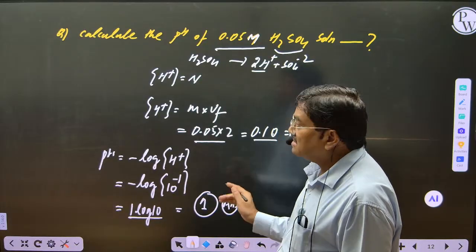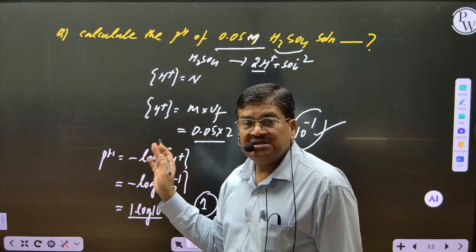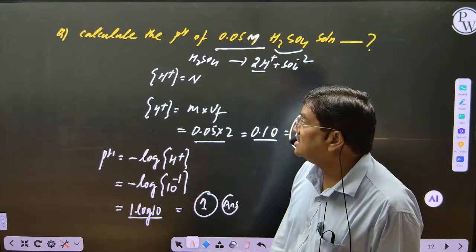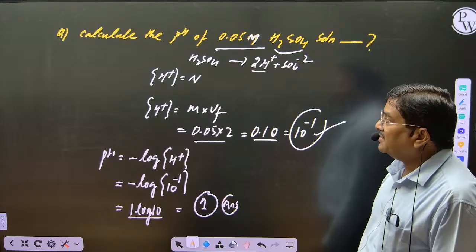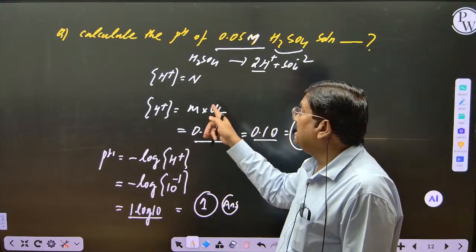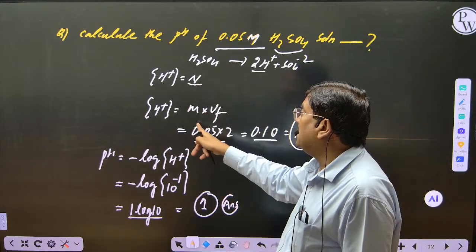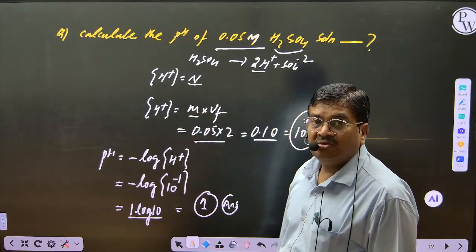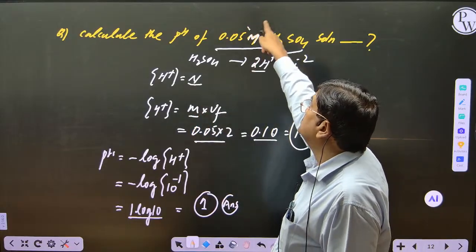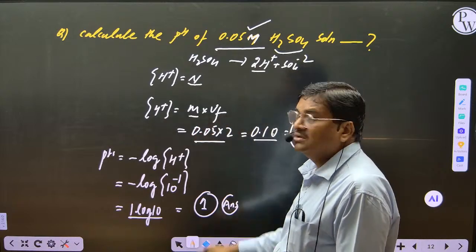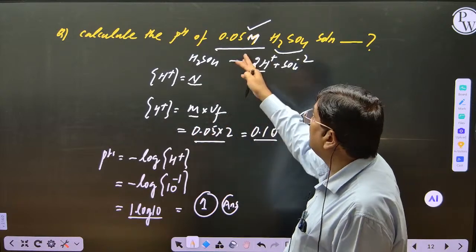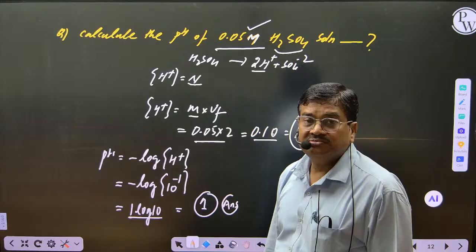That means is it coming below 3 or not? That's the reason it is a strong acid. Understood? So this is how we find pH. To find pH, what do we have to consider? Normality. If they don't give normality and they give molarity, what do you do? You have to convert this molarity using the valency factor. If they give normality directly, no need to convert.